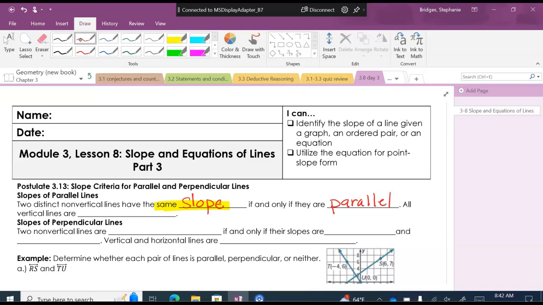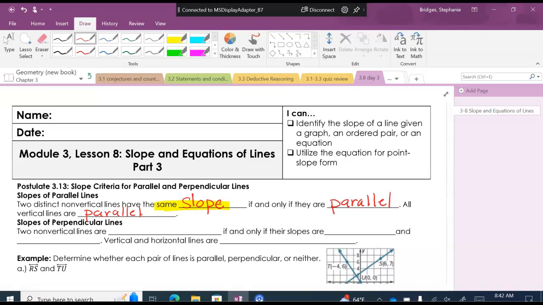All right, and then two non-vertical lines are perpendicular. Uh-oh, I missed a space, sorry. All vertical lines are parallel. That last one I forgot to fill in there, sorry. I didn't see that point.